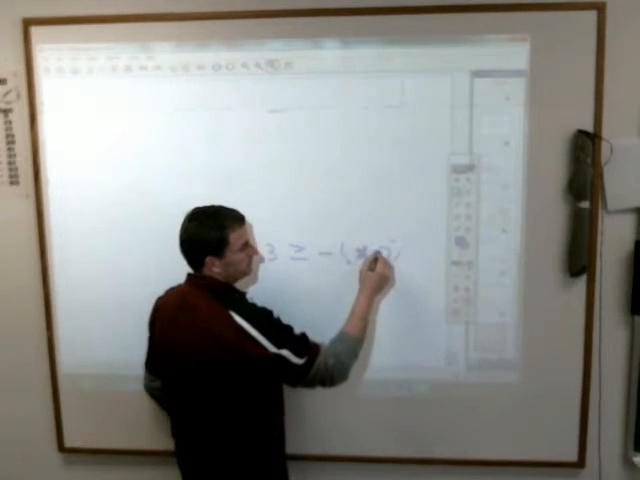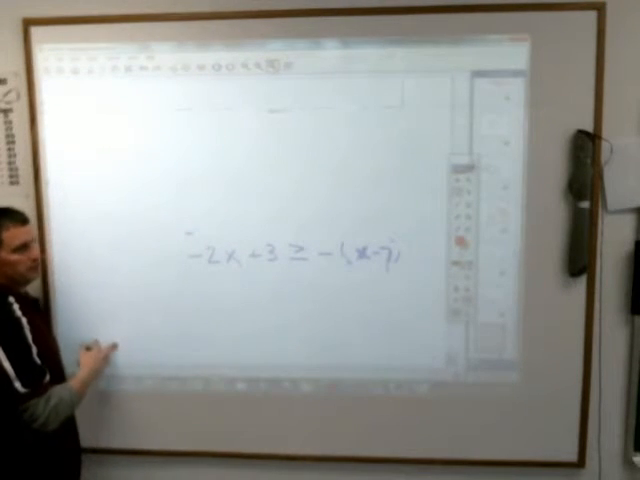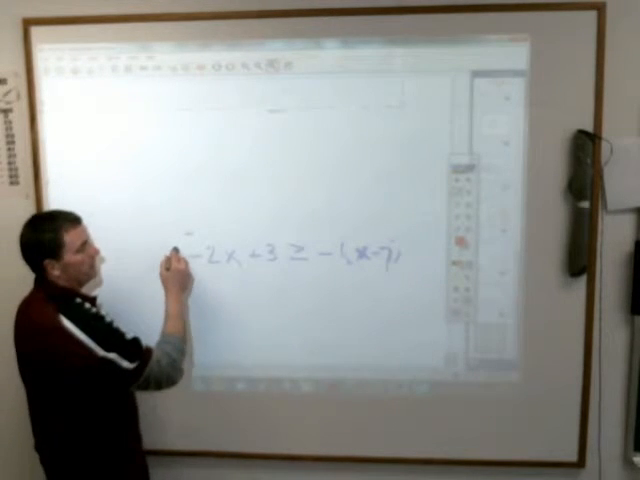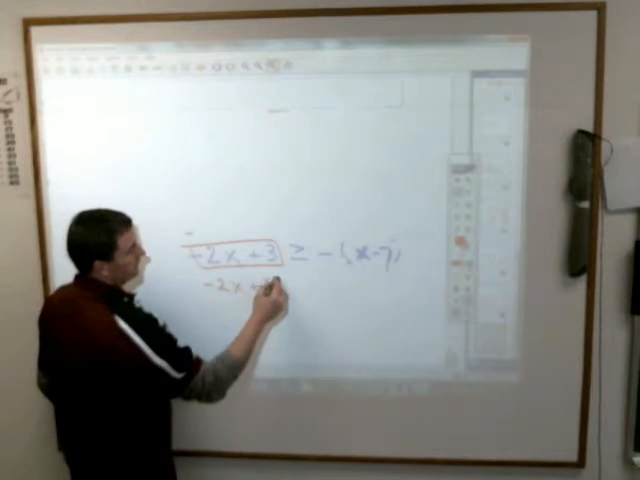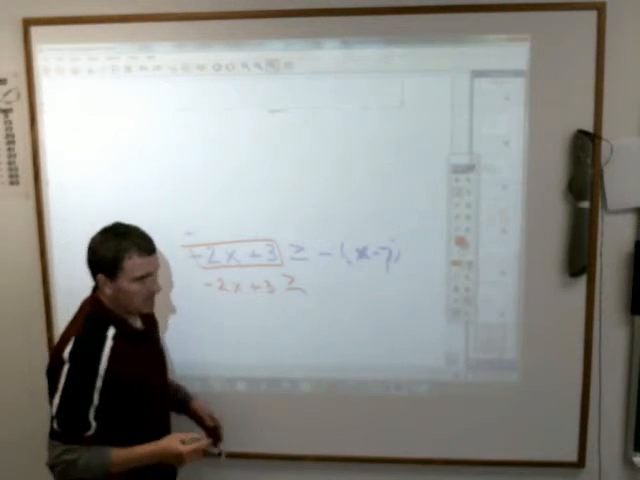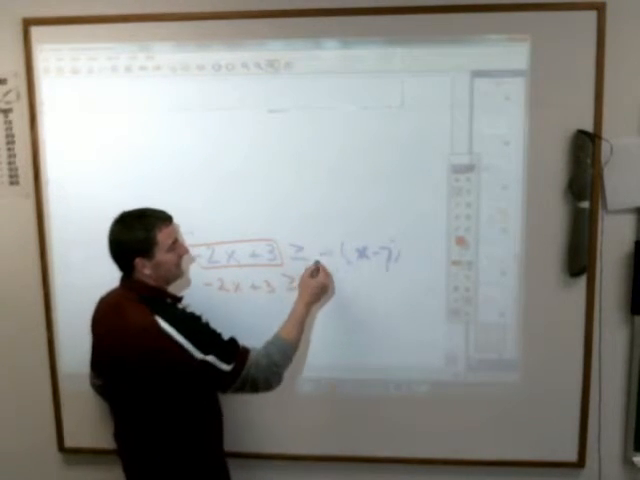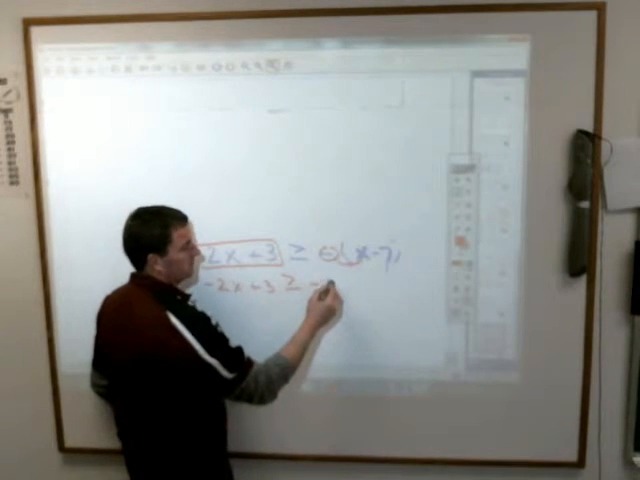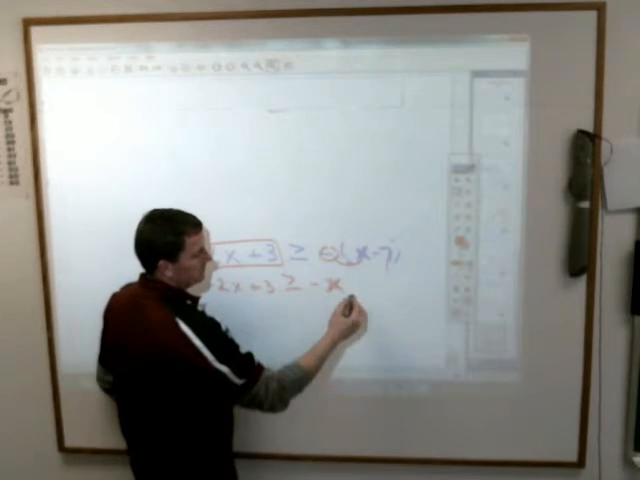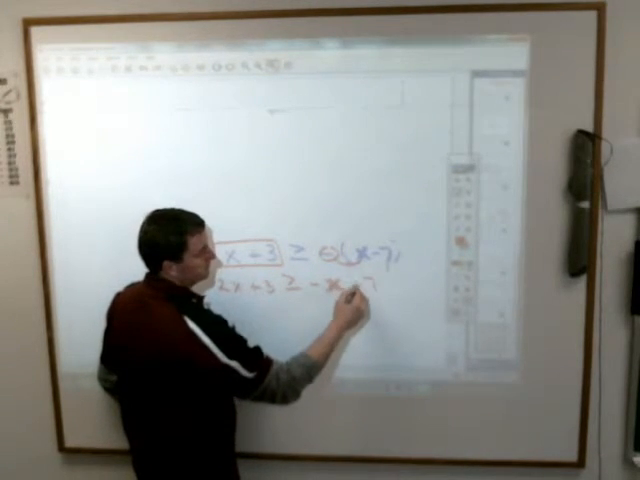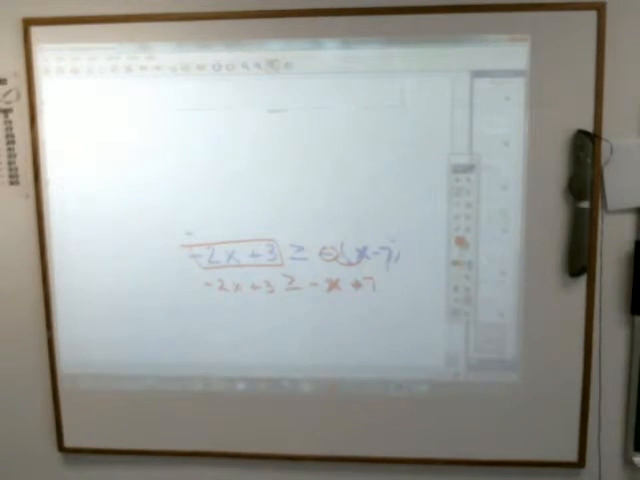Listen carefully. Your first thing, before you worry about anything, is you want to simplify both sides or see if you can change them to make them easier. This one, there's nothing you can do right now, so we'll rewrite it, negative 2x plus 3. This one over here, somebody said it. I've got this parenthesis, so I'm going to distribute out that minus sign. So a minus times an x is a minus x. And I'm not changing signs, by the way. And a minus times a 7 is a plus 7.